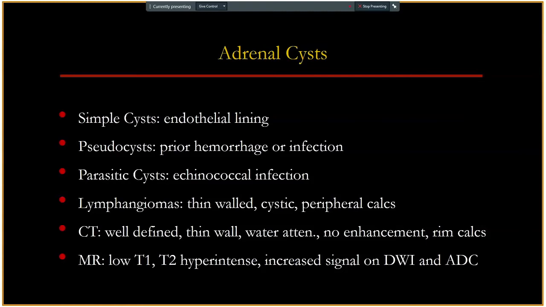On CT, adrenal cysts are well-defined. They have water attenuation, they have a thin wall, they do not show any internal enhancement, and the walls can be calcified, or we may see mural calcifications. On MRI, the findings are the same as any other cyst. We will have low T1 signal, high T2 signal, and T2 shine through, which means increased signal on DWI and increased signal on ADC.